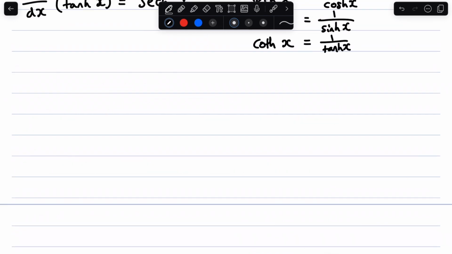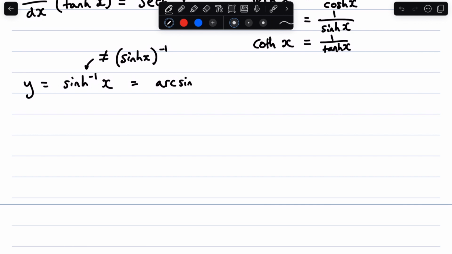Now we can look at the inverse of these functions. So y equaling sinh to the minus 1 of x. And again, this is not the same as sinh of x to the minus 1. And this is also known as arc sinh of x, like we have arc sine of x. And we can find out what the formula for this is by inverting what we're used to.